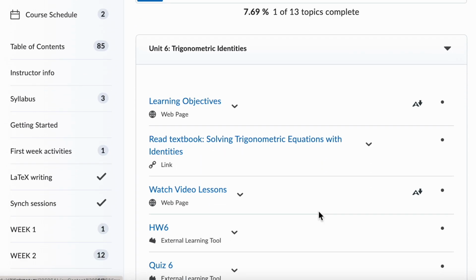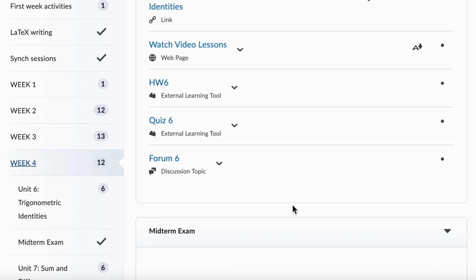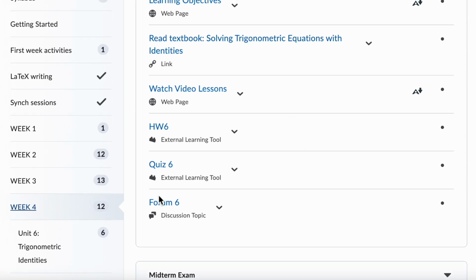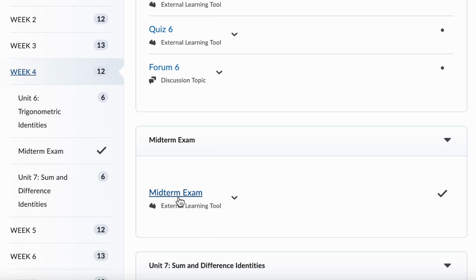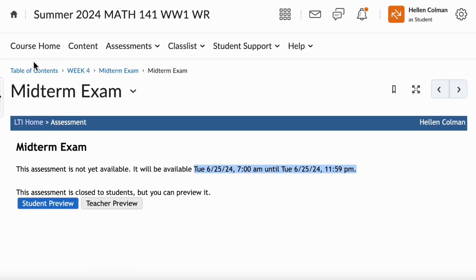And when we get to week 4, that will be the midterm. So after you do unit 6, you will have the exam. The midterm exam: here are the details about this exam, essentially when the exam is available. It will be available one day and the whole day from 7 in the morning to midnight. And you can take it anytime you want within this range.